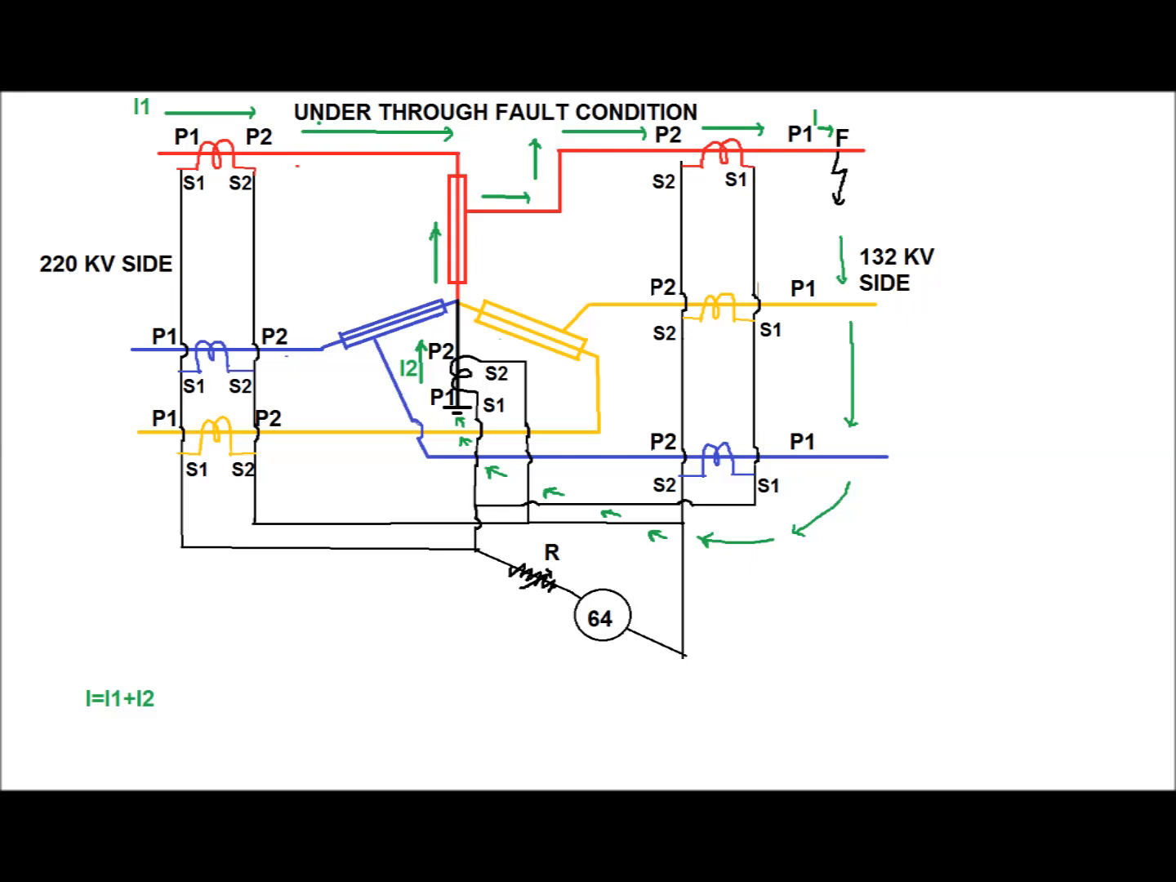The current fed from the HV side CT is I1, from the LV side CT is I, and from the NCT is I2. Since the direction of the current from the LV side CT is reverse to that of the HV and NCT, the total current to the relay will be equal to 0. Here I is equal to I1 plus I2.